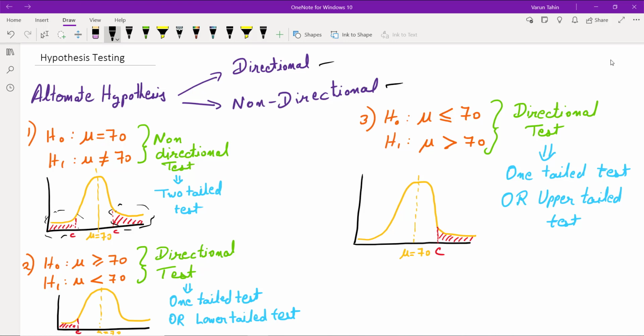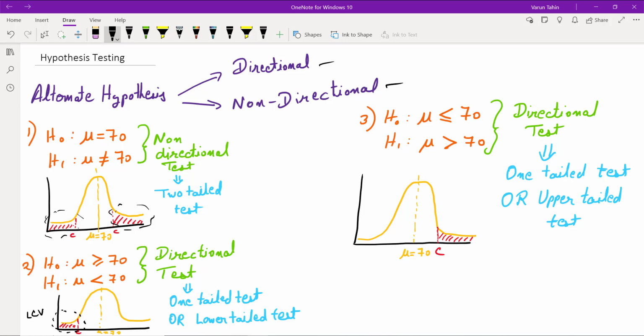Now there can be scenarios where the null hypothesis is mu is greater than or equal to 70 and the alternate hypothesis becomes mu is less than 70. In that case it becomes a directional test or one-tailed test, also known as a lower tail test, because the critical region lies on the left side of the distribution, that is the LCV.